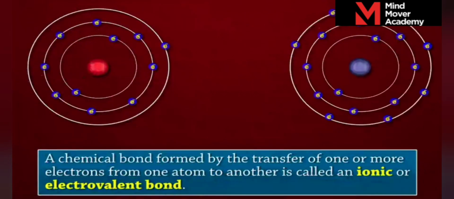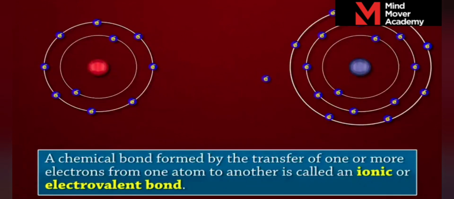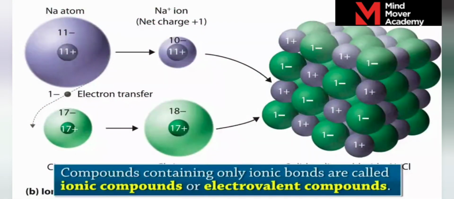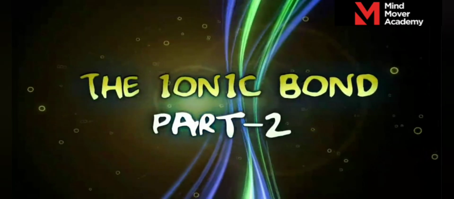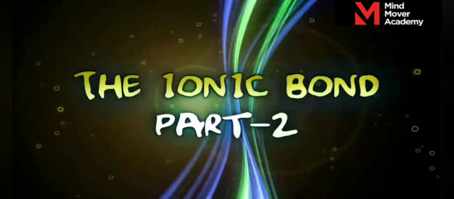A chemical bond, formed by the transfer of one or more electrons from one atom to another, is called an ionic or electrovalent bond. Compounds containing only ionic bonds are called ionic compounds or electrovalent compounds. Compounds made up of a metal and a non-metal are generally ionic. The Ionic Bond, Part 2.